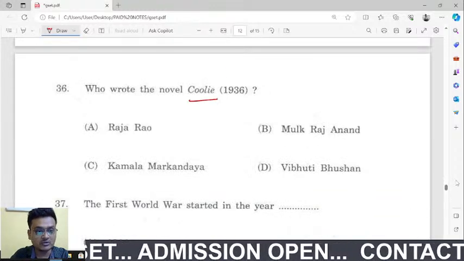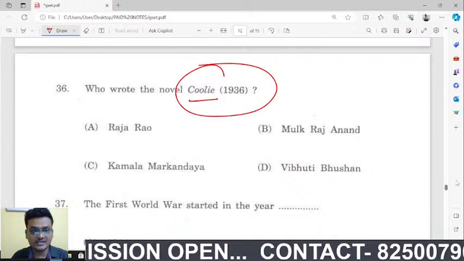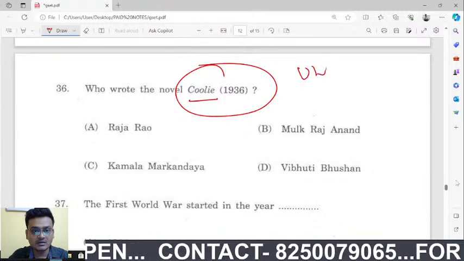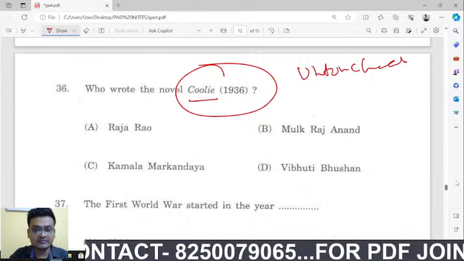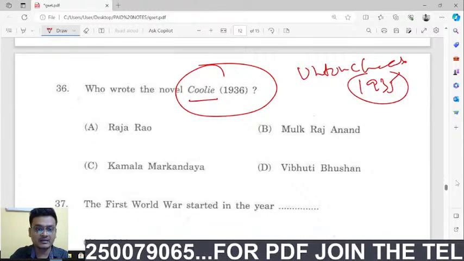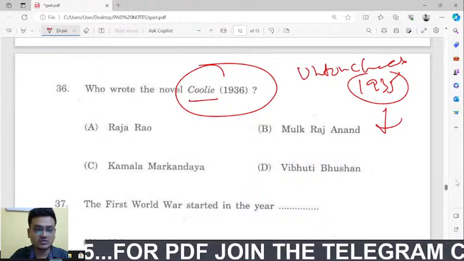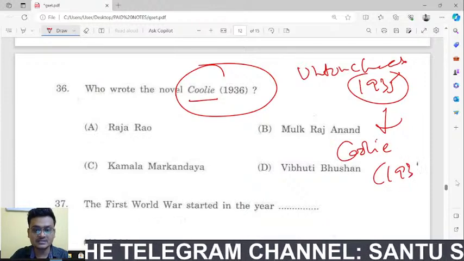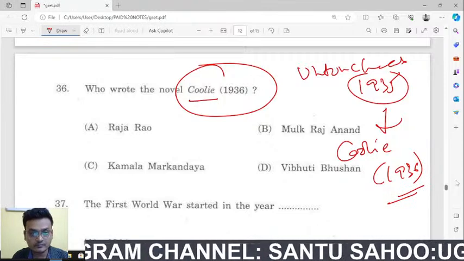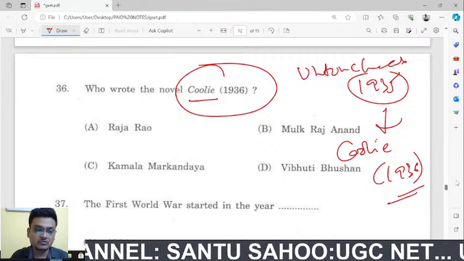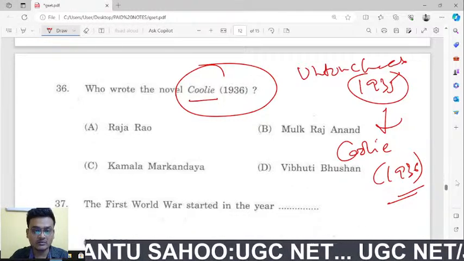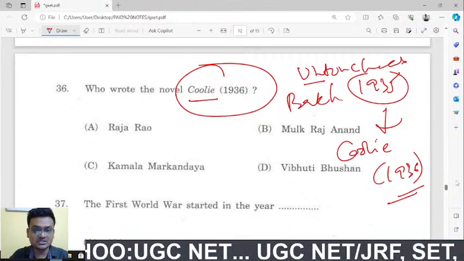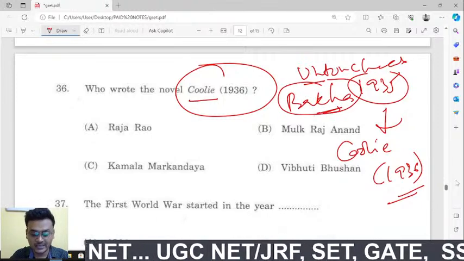Who wrote the novel Coolie? Here the first novel is Untouchable, published in 1935. So this is the debut novel here. Then comes 1936, Coolie. After Untouchable comes Coolie. Untouchable, here it is the story of whom? Bakha. Untouchable is the story of Bakha, a day in the life of Bakha.